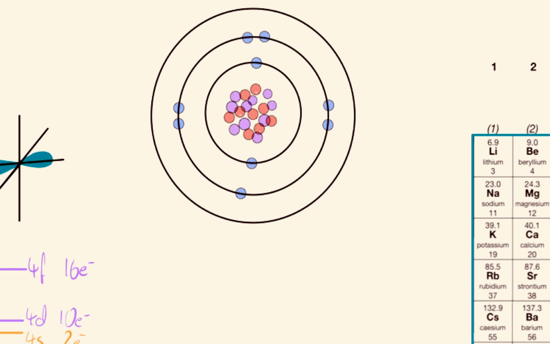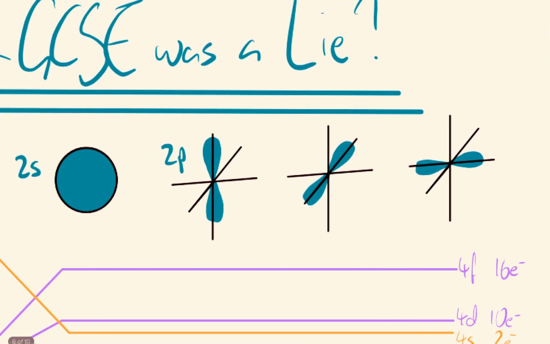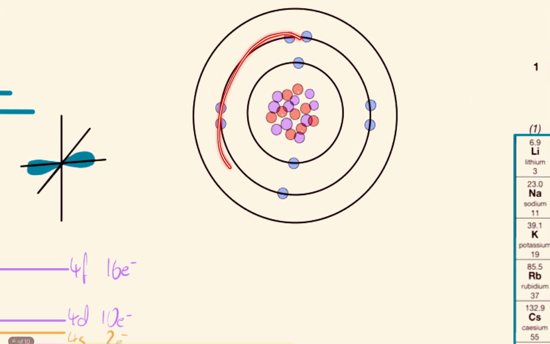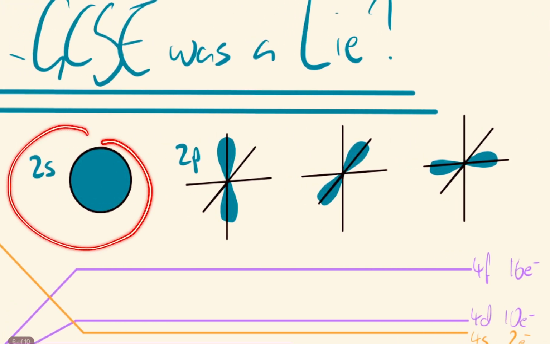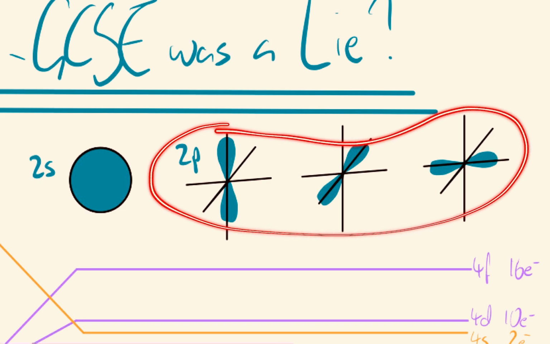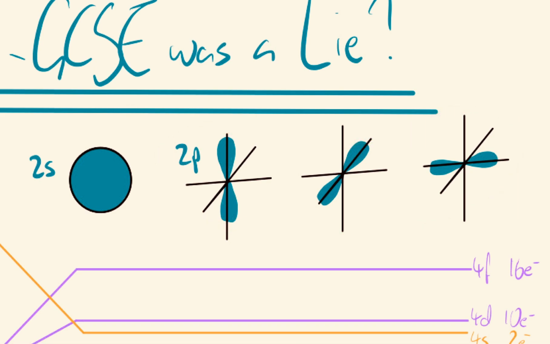It's not quite as simple as that because this is broken up into subshells. And this is what our subshells look like. For this second shell here, we have 2 sets of subshell: our 2s subshell and our 2p subshells. Each of these, the 2s can fit 2 electrons in, and the 2p can fit 6 electrons in.